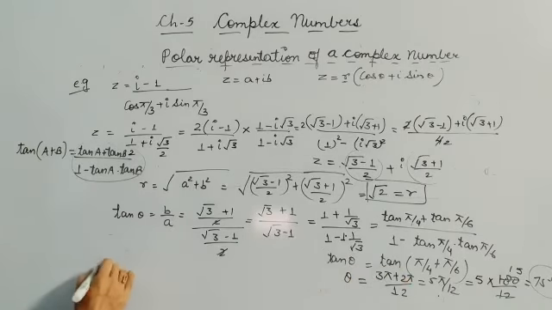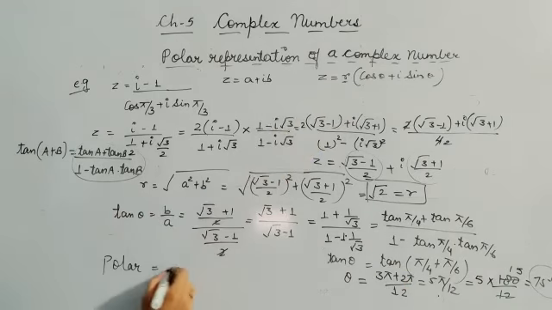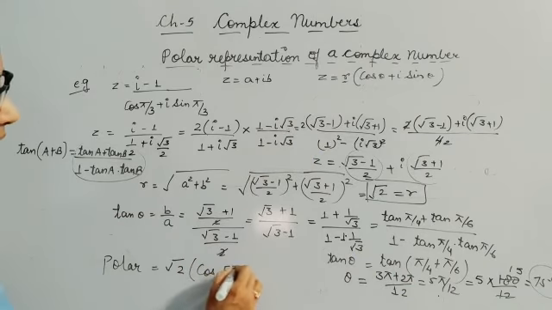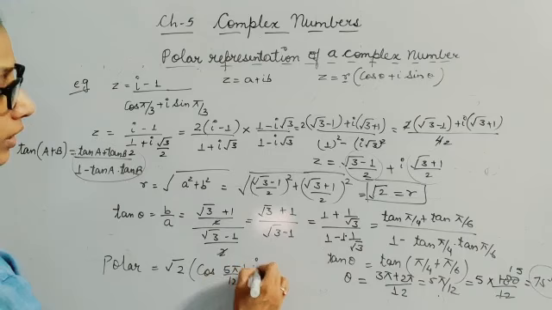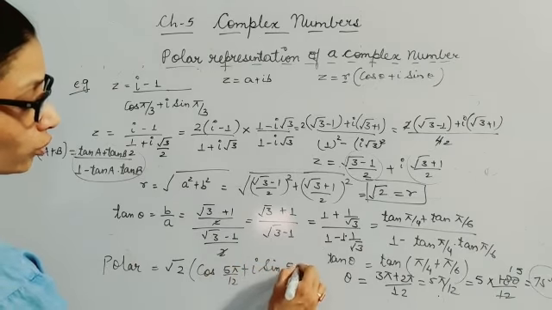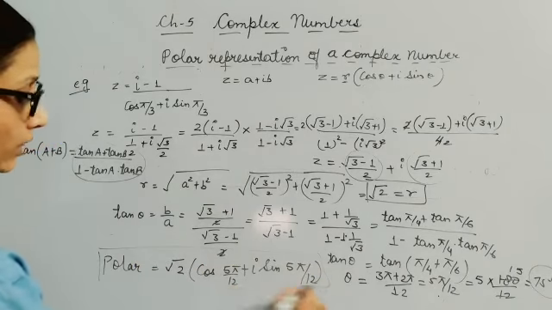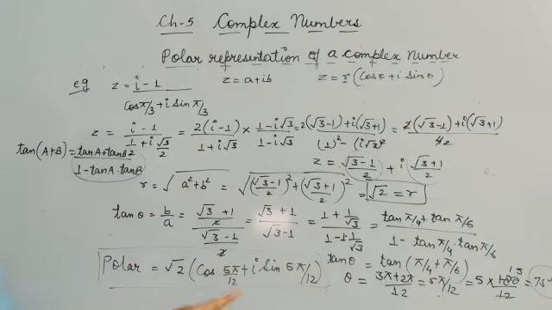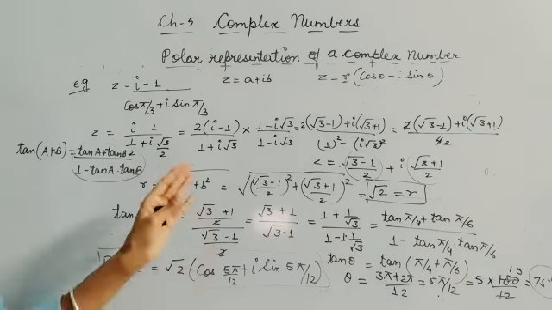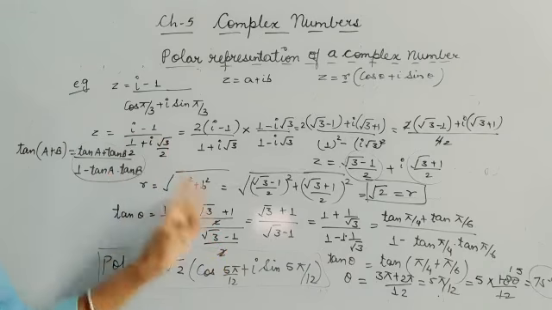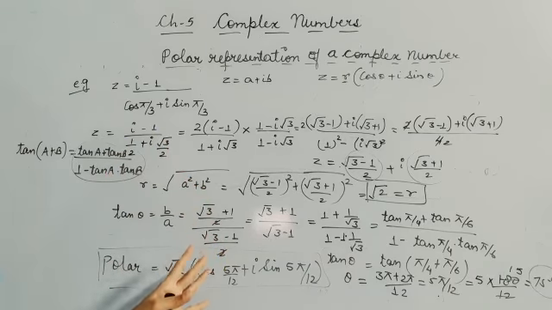So what can I write? The polar form will now be your r, which is root 2, cos theta, which is 5 pi by 12, plus iota sin 5 pi by 12. So this is how we have converted our given complex number into its polar form. This solution is not done in your NCERT, and this example is a problem or doubt of most of the children. So kindly clear your doubt from here.